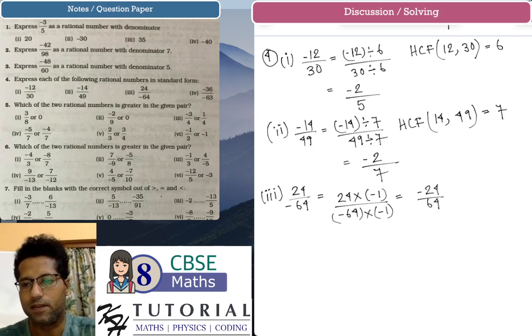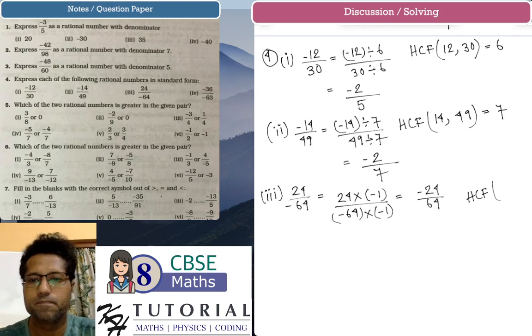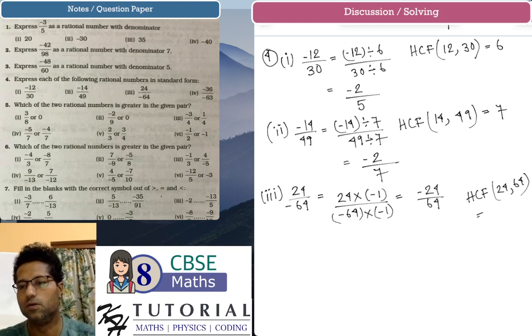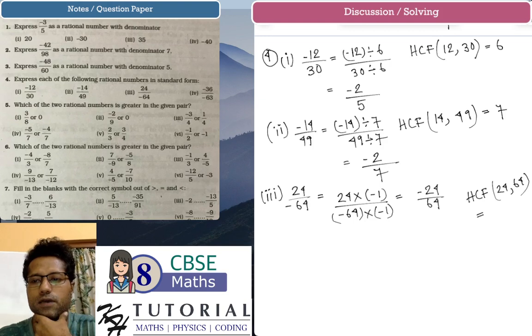Now we see that the HCF of the absolute values of the numerator and the denominator is not equal to 1. If it is 1, we need not do anything else. But we can see that the HCF of 24 and 64, 24 being the absolute value of minus 24, is equal to how much? I think it's 8.